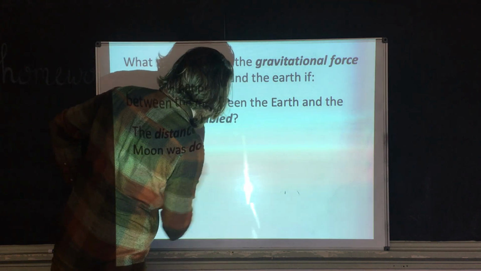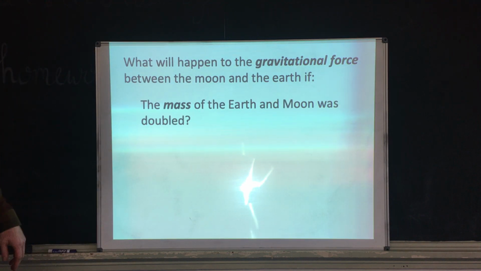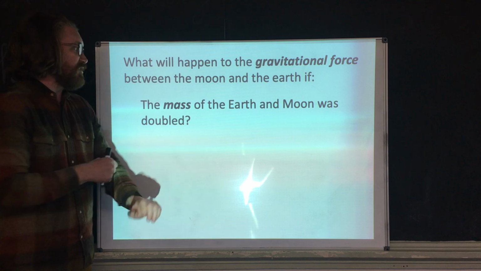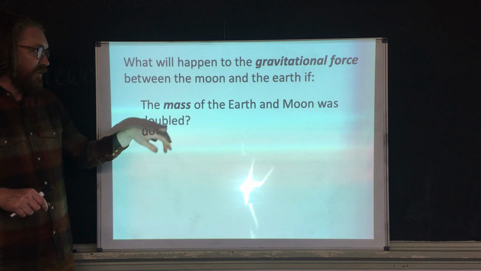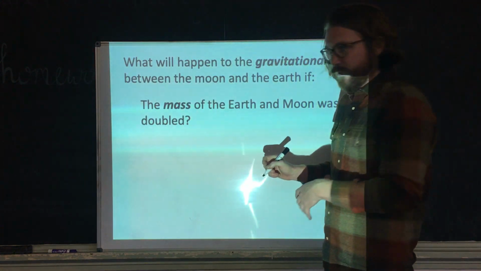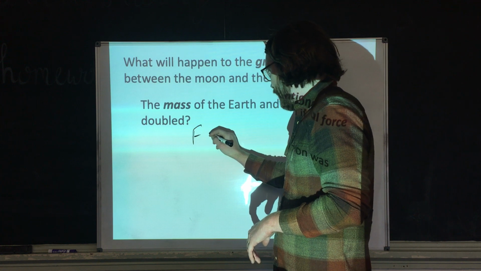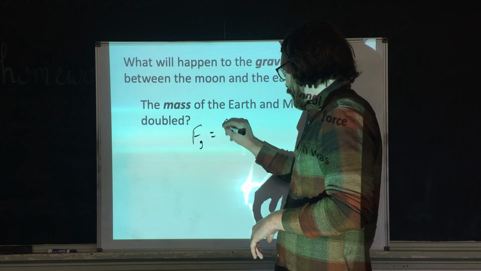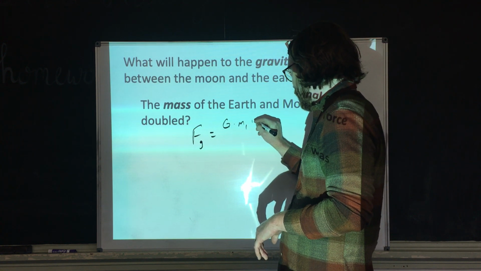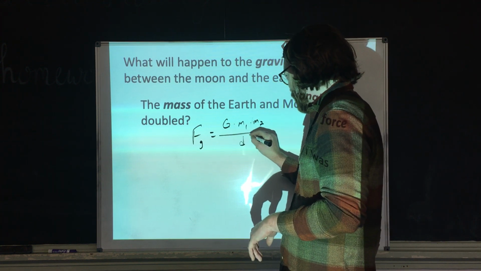So let's look at another one of these problems, because I do all of these the same. I think this is the best way. All right, what happens to the gravitational force if the mass of the Earth and Moon was doubled? If we doubled both of their masses? Okay, so again, force of gravity equals big G times M1 times M2 divided by the distance squared.